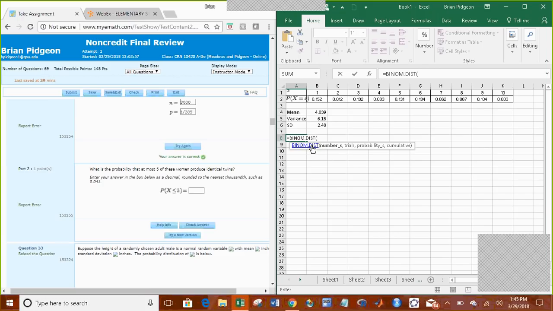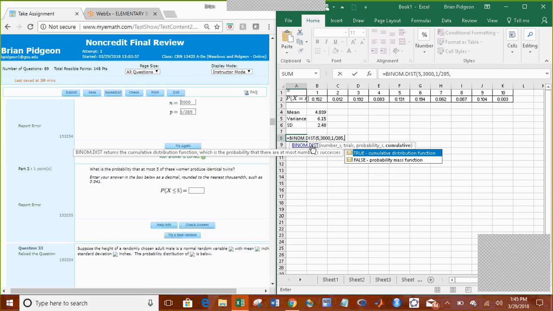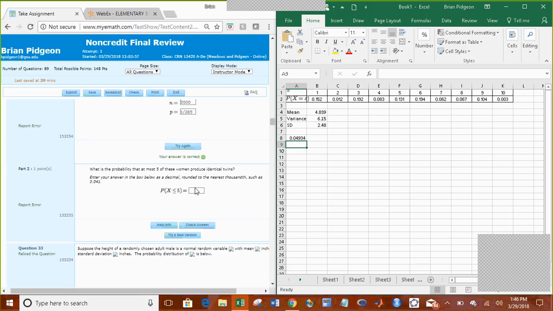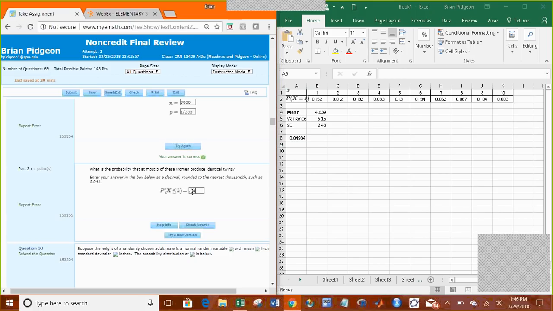So the number of successes. We want the probability that at most 5 women have identical twins, so a success is if they have identical twins. The number of successes would be 5. The number of trials is your N, so 3,000. The probability of success is 1 out of 285. And now we want true or false. True is the cumulative distribution function, false is the probability mass function. Since we want less than or equal to 5, we want cumulative probability, so true. Rounded to 3 decimal places, that is 0.049.